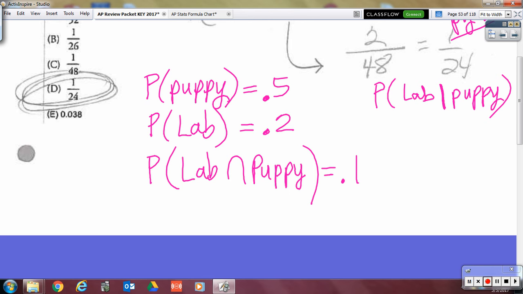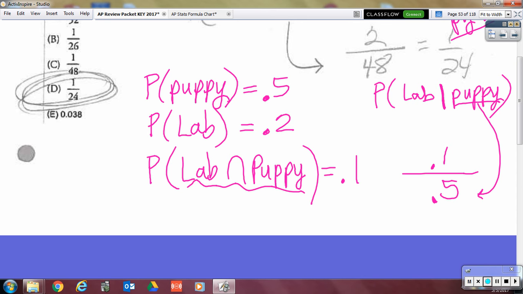Okay, so according to our formula, what's going to go on the bottom is all the puppies. So there's 50% puppies in that. Out of the 50% puppies, what goes on top? 0.1. On top has to be the lab puppies, not just the labs overall. In this case, they're independent, and so that 0.5 times 0.2 gave you 0.1, but you don't necessarily know if they're independent. But in this case, they are.